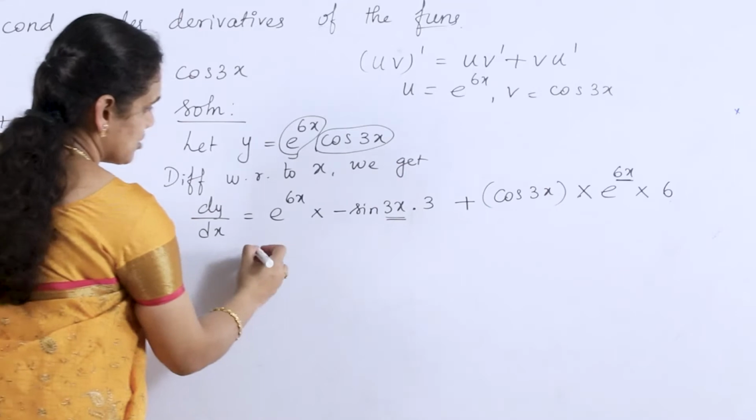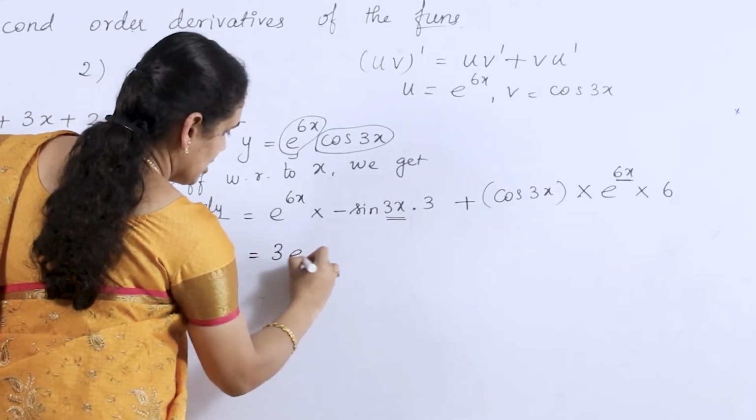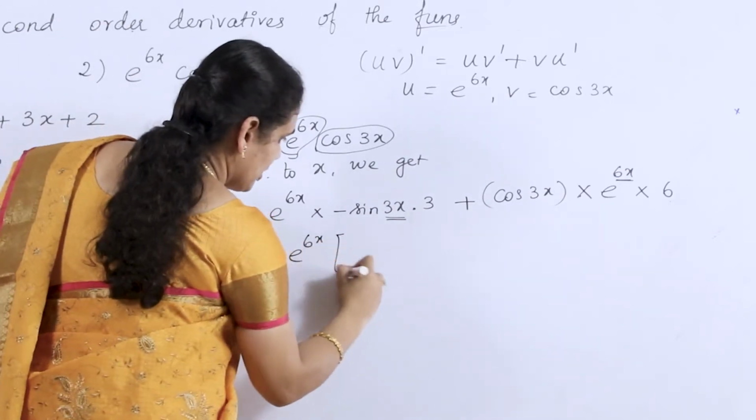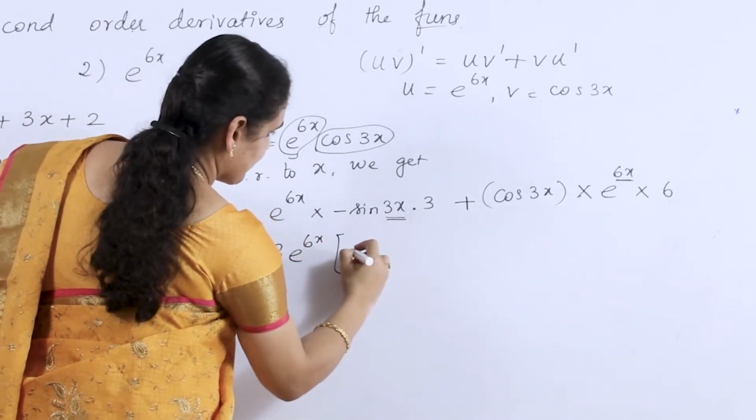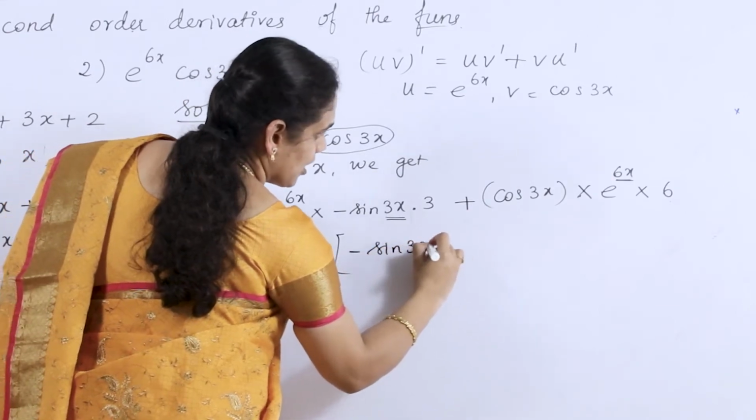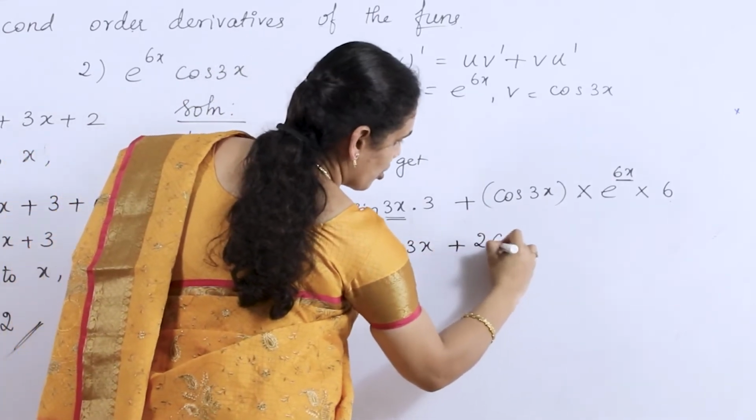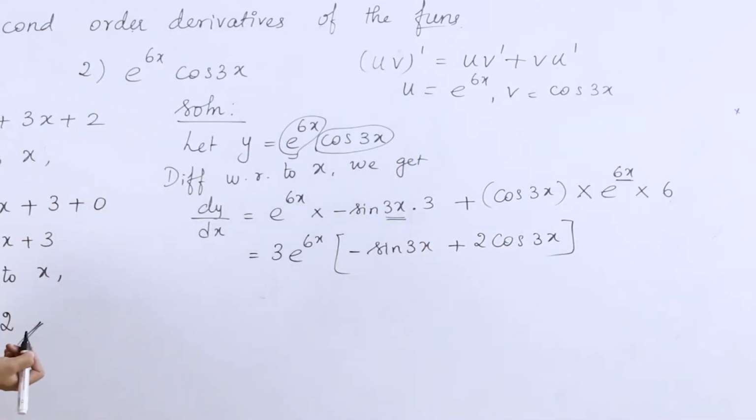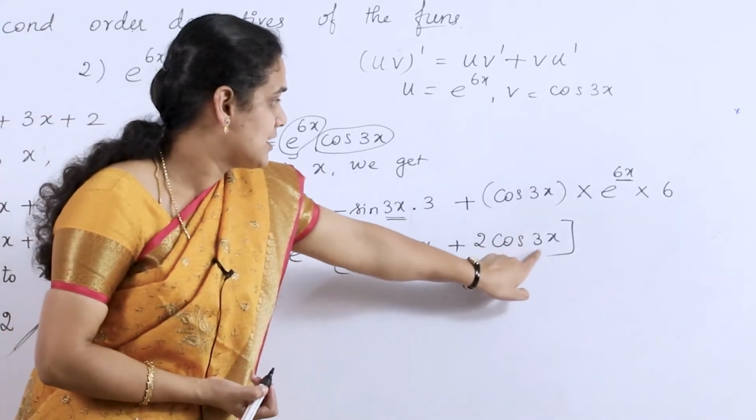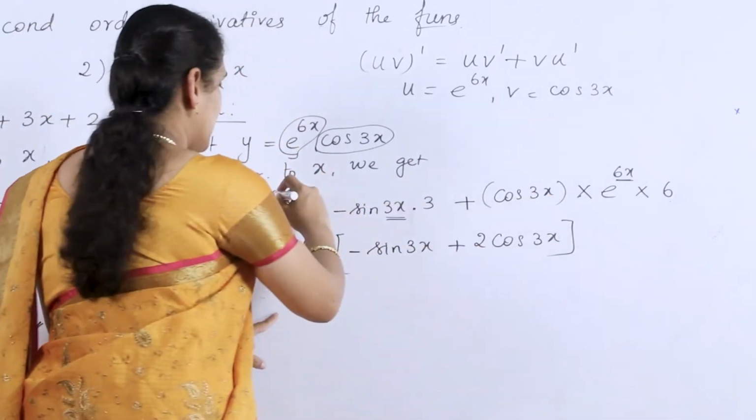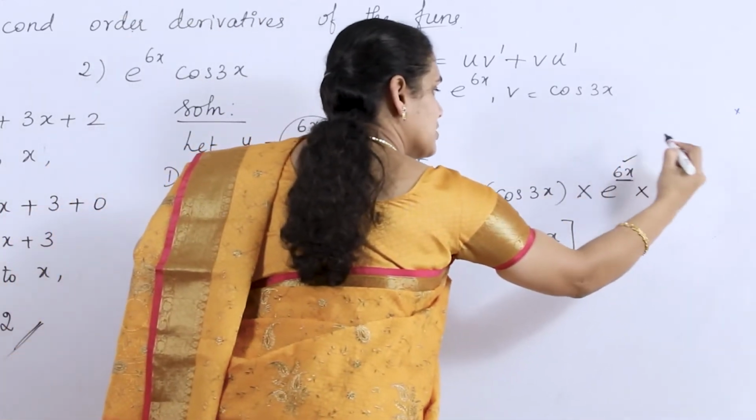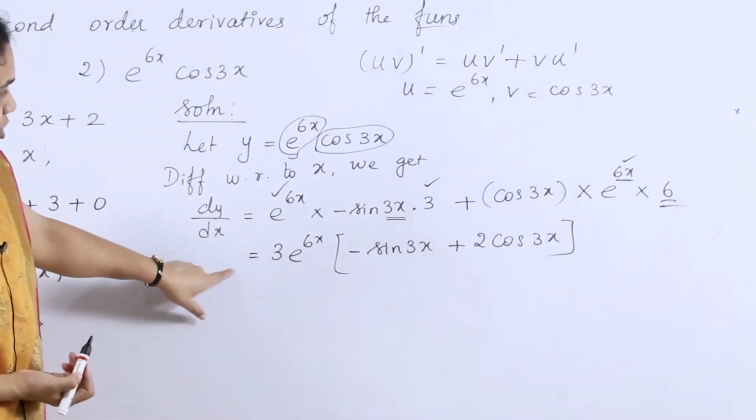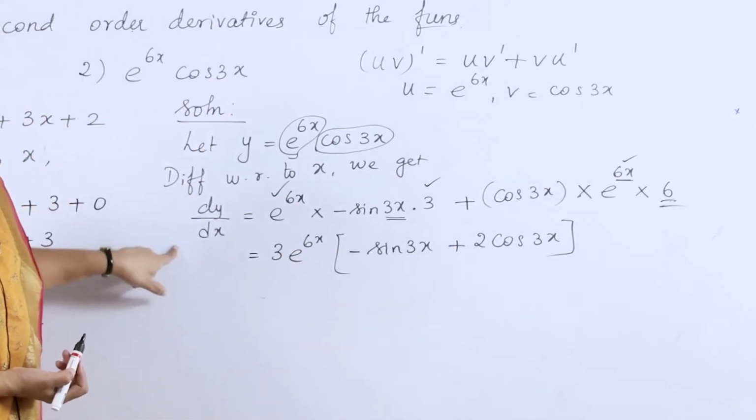So here in these 2 terms, we have common factors e to the power 6x and 3. So what is left in the first term? Minus sine 3x, here plus 2 cos 3x. Minus sine 3x plus 2 cos 3x, because I have taken out e to the power 6x and 3, and from here 3 I have taken out, so 2 left. So 2 cos 3x. So we will differentiate further with respect to x to get second order derivative.